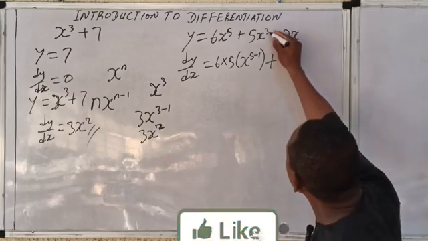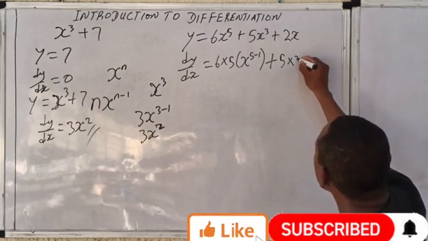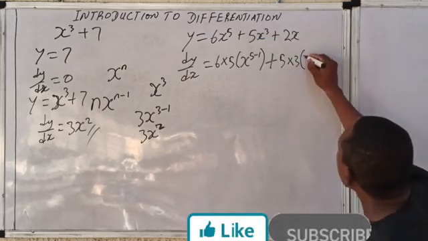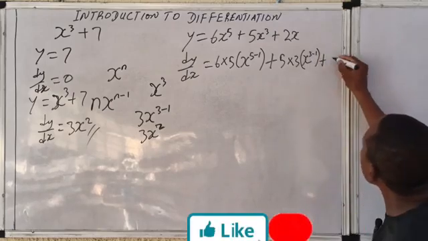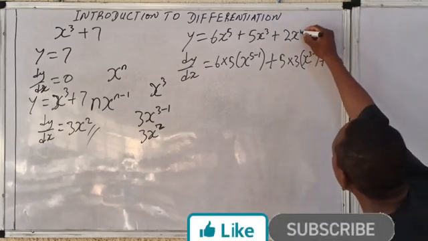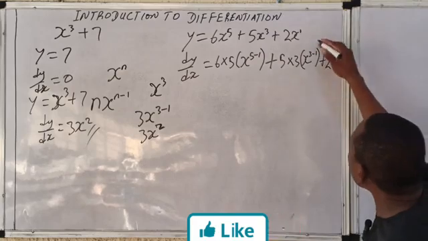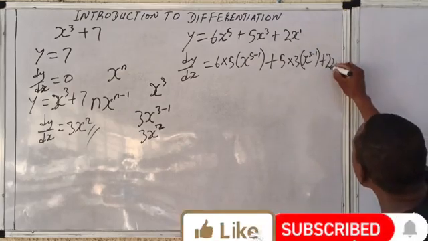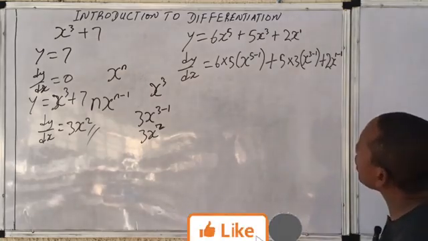the second one we have, this will go to the back. We now have 5 times 3, open x to the 3 minus 1. Plus, now here we have this, there's an invisible 1 here. If 1 comes to the back, you still have 2. All right, 2 times 1 is 2. x to the 1 minus 1. Okay, so please take note of that.